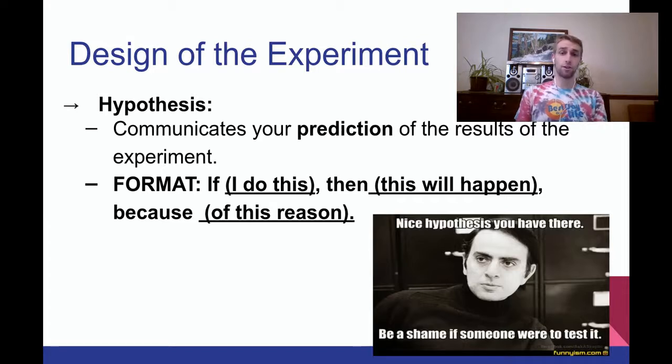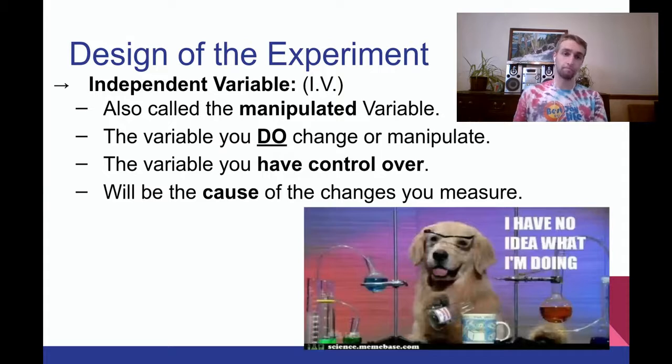If you are wrong about your prediction, about what's going to happen, or you're wrong about your reasoning, or you're wrong about both, that's okay. Your hypothesis may not be supported by your experiment. That's why we do the experiment, to see if you get support or not for your hypothesis. So whenever you write a hypothesis for this class, make sure you write it in an if, then, because format.